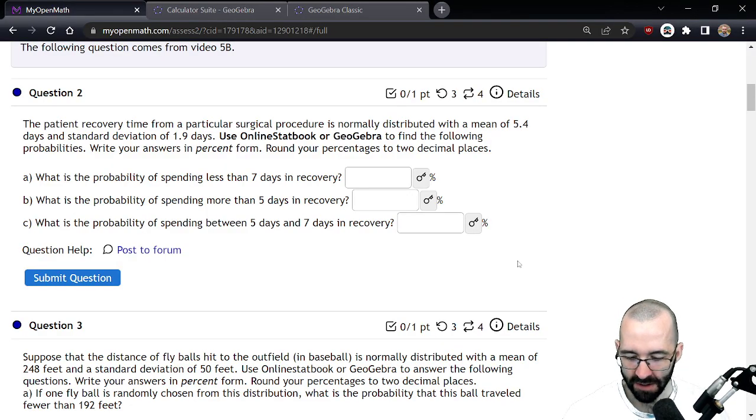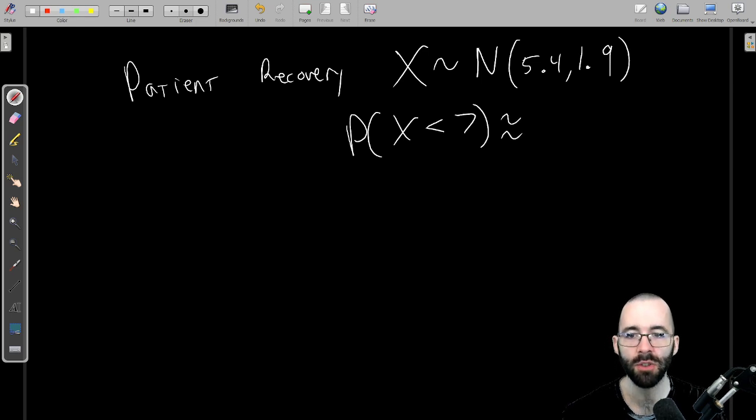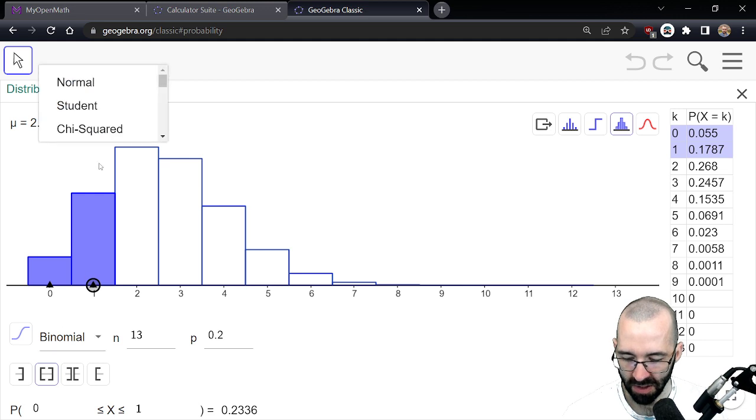Okay. So find the following probabilities. Answer as a percent. All right, follow the instructions and notice the little percent here. Round to 2 decimal places. So what's the probability of spending less than 7 days in recovery? That's the probability that we're doing less than 7 days. We can find that with GeoGebra. It's very helpful for finding probabilities for normal distributions.